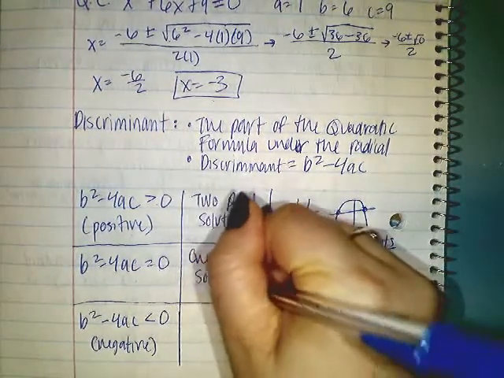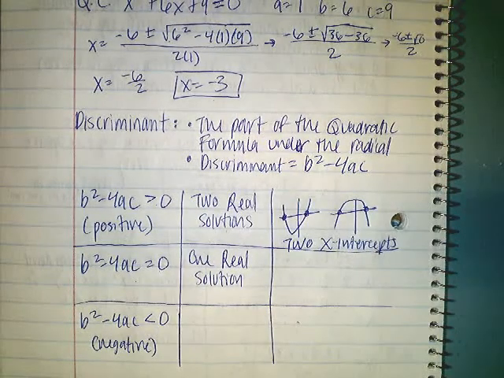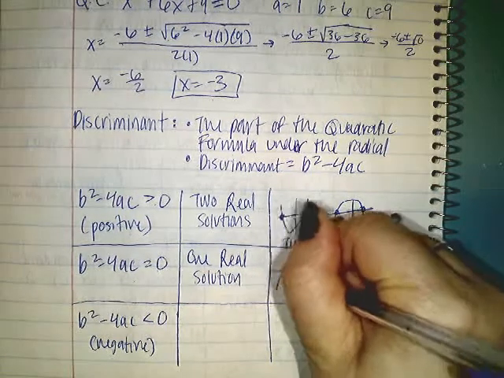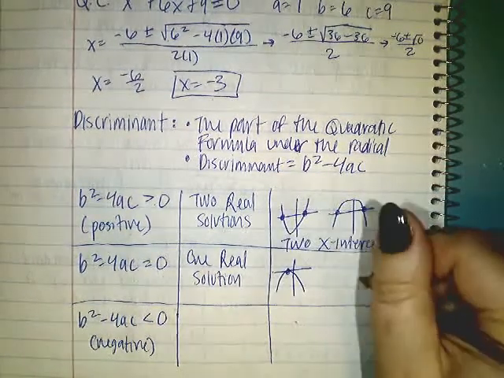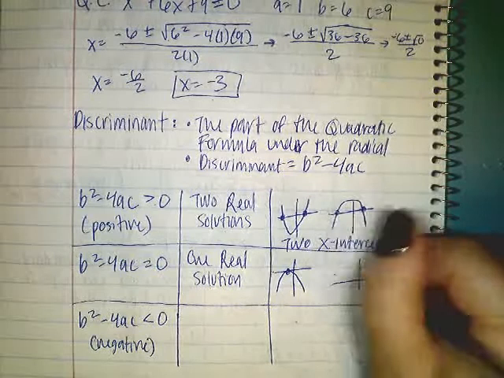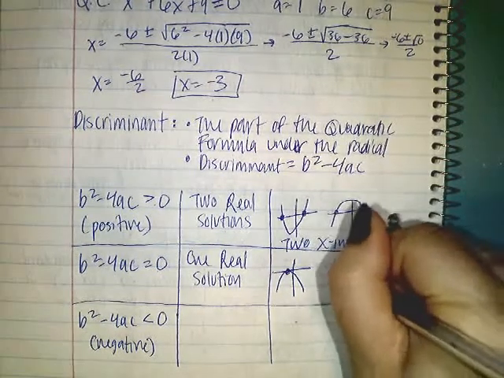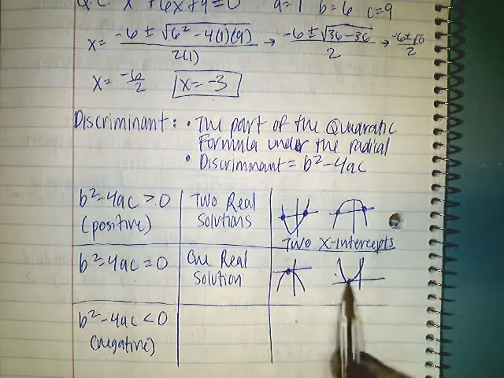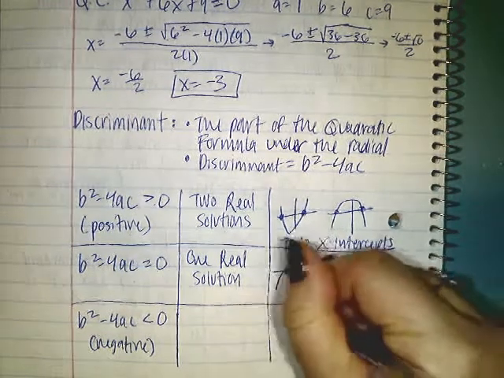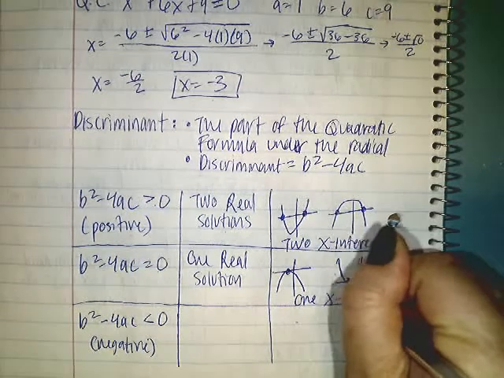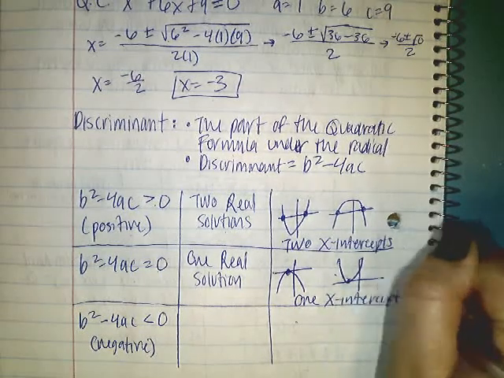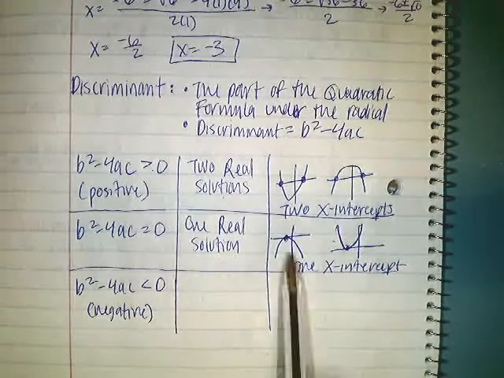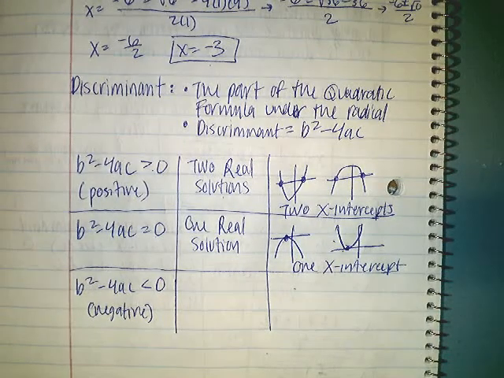If it's equal to 0, just like we saw here, we end up with one real solution. That was like our quick check right now. We saw that we got one real solution. In that situation, that means our vertex, which we'll talk more about when we learn about the graphing part, is our only x-intercept. So if our discriminant is equal to 0, we get one x-intercept. It only hits the x-axis one time.